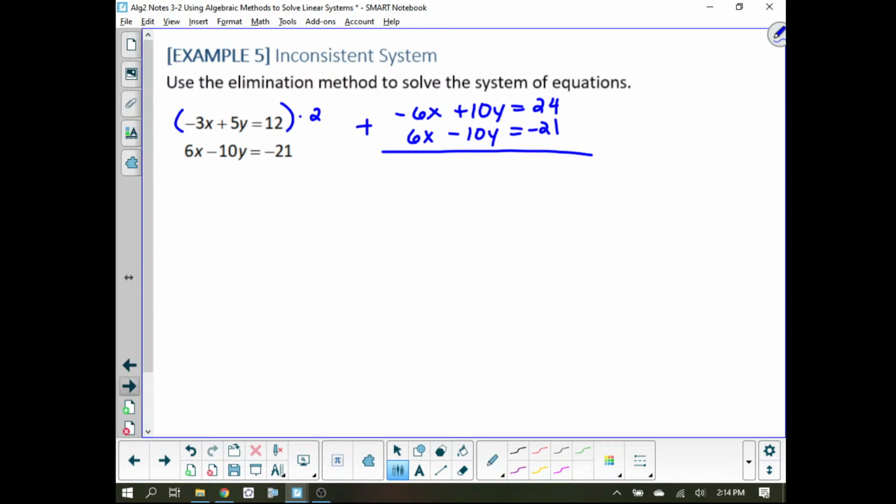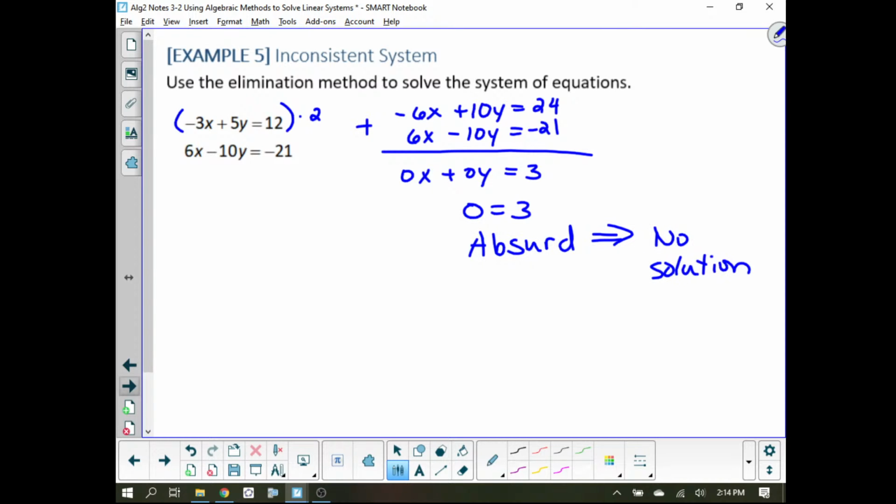What happens here? On this one, they both cancel. So I get 0x plus 0y equals 3. But 0x plus 0y is really 0, so 0 equals 3. Does 0 equal 3? No, this is absurd, which means no solution. If we were to graph this system, what would it look like? These are lines. What would they look like? They would be parallel, right? That type of system has no solution.